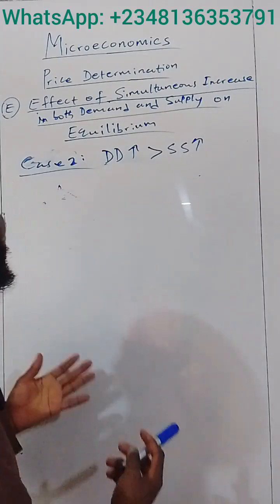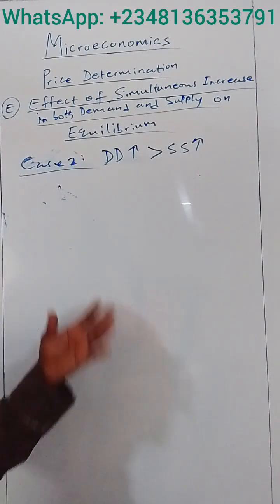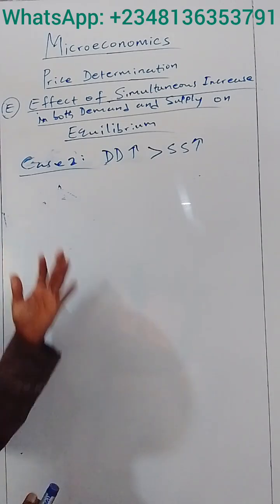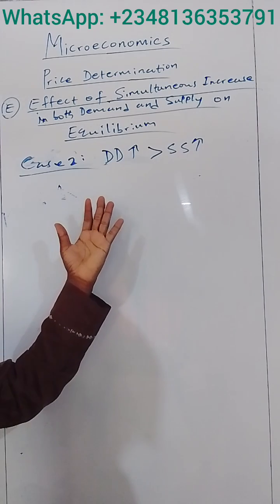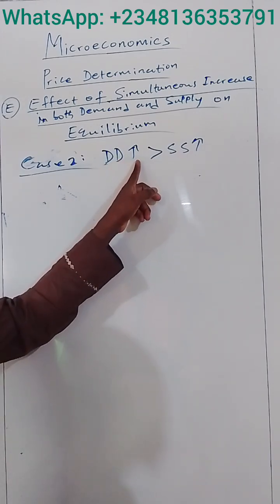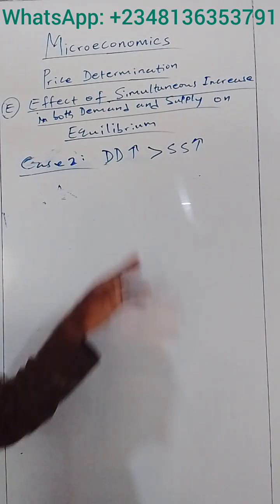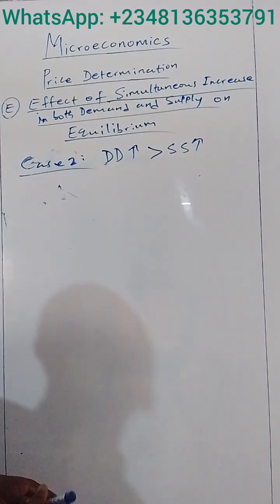In this class, I will show you the effect of simultaneous increase in both demand and supply on equilibrium. In this class, particularly, we'll be looking at the second case. This is a situation whereby the increase in demand is greater than the increase in supply. What will be the effect on equilibrium?